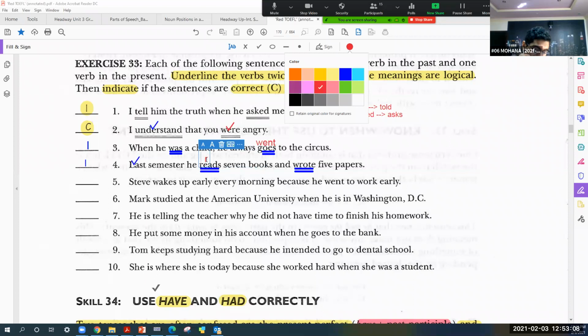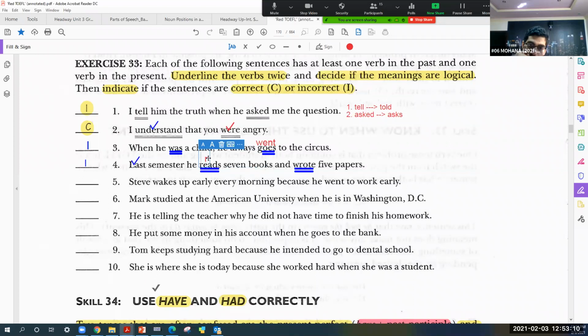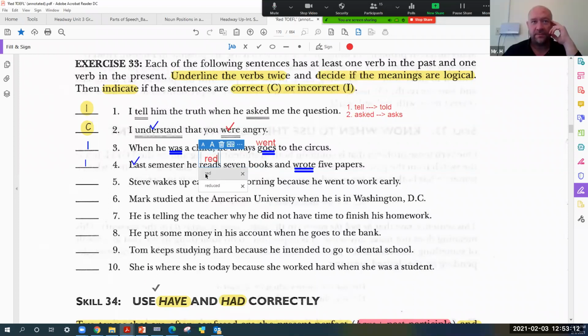Read. Is that right? It sounds the same, but the spelling is different. They sound exactly the same, don't they? Yes, when it's the past tense, they sound the same.